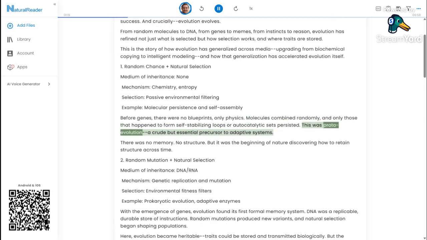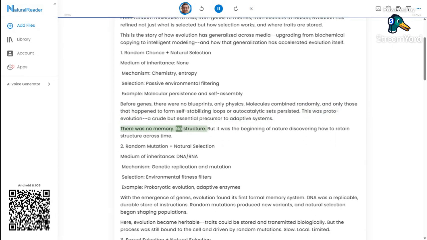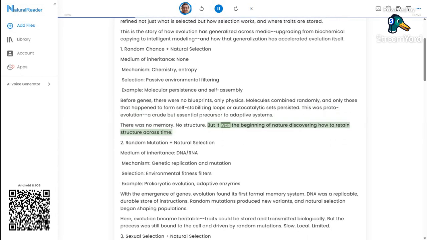This was proto-evolution, a crude but essential precursor to adaptive systems. There was no memory, no structure. But it was the beginning of nature discovering how to retain structure across time.